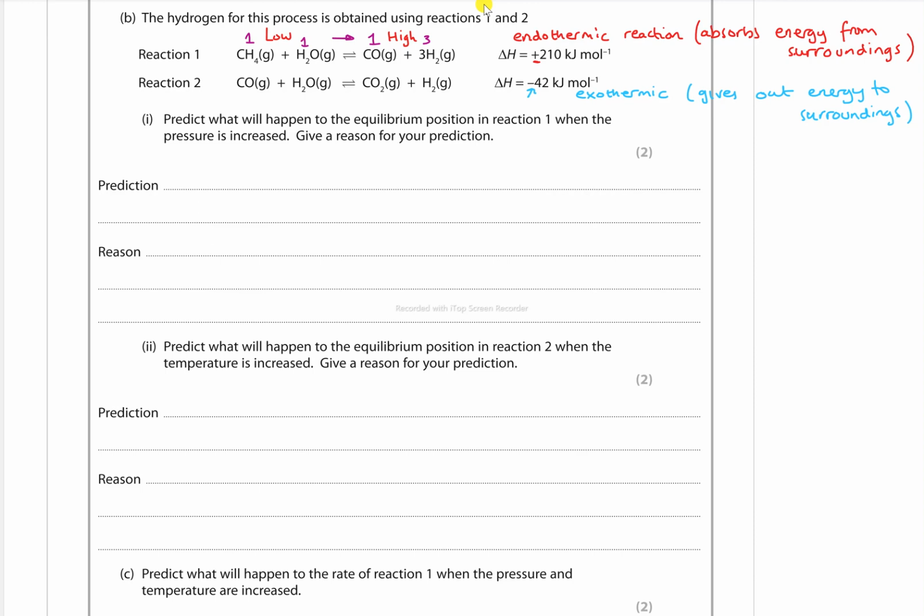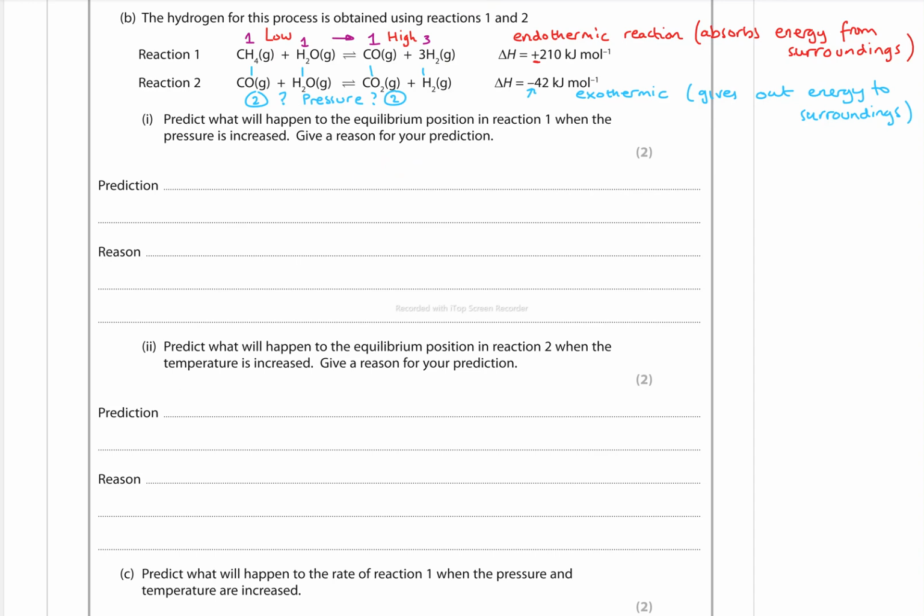Now if you look at the bottom reaction, you've got 1 mole here, 1 mole here, so you've got 2 on this side, and you've got 1 here and 1 here, you've got 2 on this side. So they're both 2. So we don't know the effect. So we're going to say that they're both the same. That's an interesting one, right?